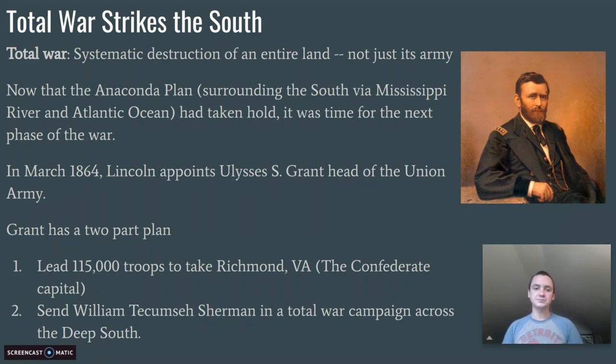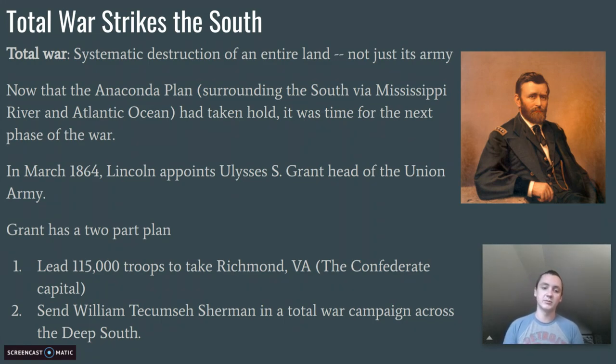And so in March 1864, Lincoln says, it's been a couple months since I changed it up at general. So he appoints Ulysses S. Grant as head of the Union Army. And Grant has a two-part plan, which he thoroughly believes will bring about an end to the war.